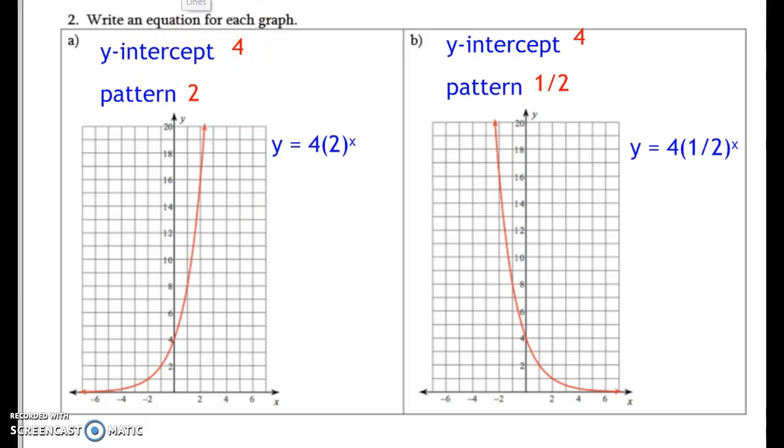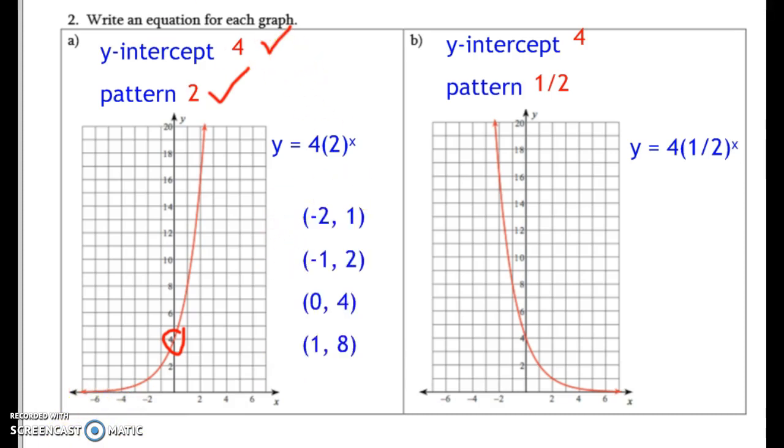We identified that by simply looking at the y-axis. This point here was (0, 4). So that's how we got the y-intercept of 4. And our pattern was 2. If you weren't able to see this pattern from just looking at the graph, you needed to take the points that were given and make them into a table. And I made them into a table like this.